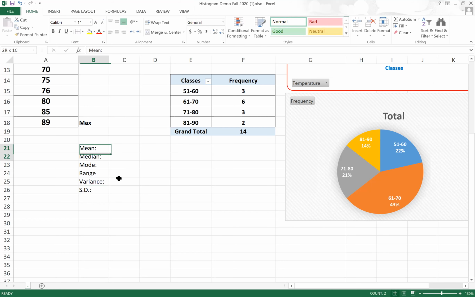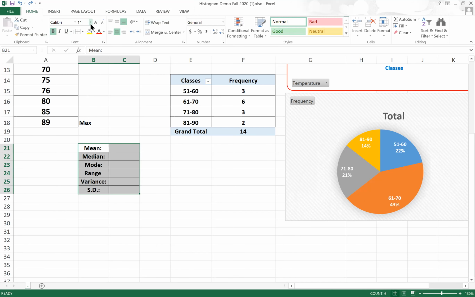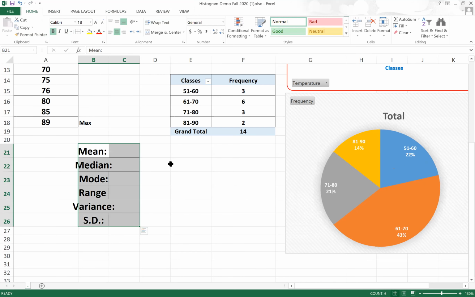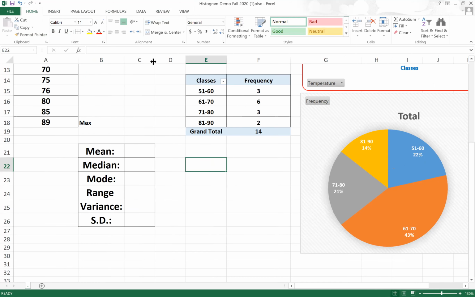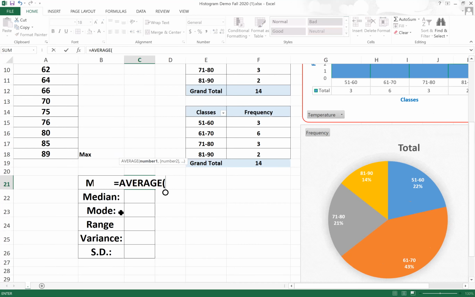Okay, so now let's calculate those 6 different things here. Most very important thing here. So highlight it, table, center. Okay, so I'm gonna make it slightly bigger so I can see that today. Maybe 18. Okay, 18 looks good. So the first thing is calculating the mean. So the mean using this formula, average. Okay. Once you type in the average, you are calculating the mean basically.